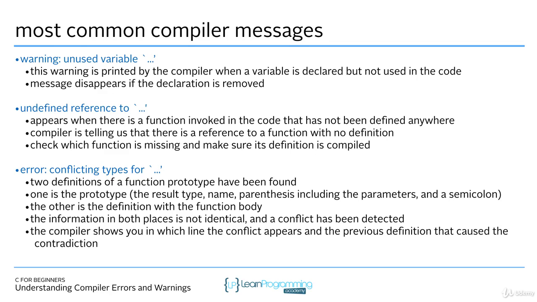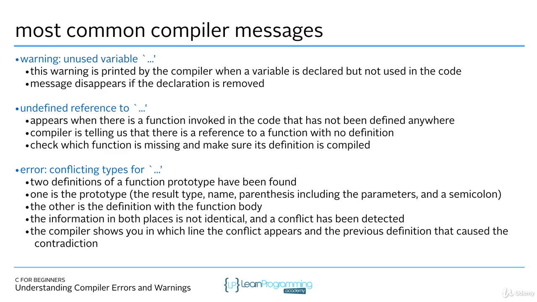You have a different return type, or you have a different number of parameters. And this is saying, hey, you have this one function declaration, and then when you go to implement it down below, it's completely different. So there's a mismatch. And this will actually show you on the line that the conflict appears in the previous definition that caused the contradiction.